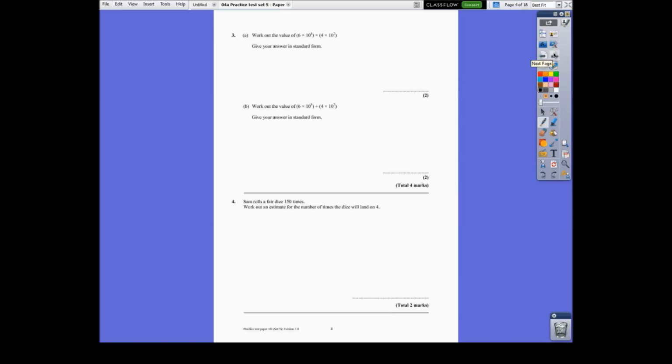Question 3. Work out the value of 6 times 10 to the power of 8 times 4 times 10 to the power of 7. To multiply in standard form, we just do the integers, so 6 times 4 is 24. Then do the powers of 10, so 10 to the power of 8 times 10 to the power of 7 is 10 to the power of 15. So that will give us 24 times 10 to the power of 15.